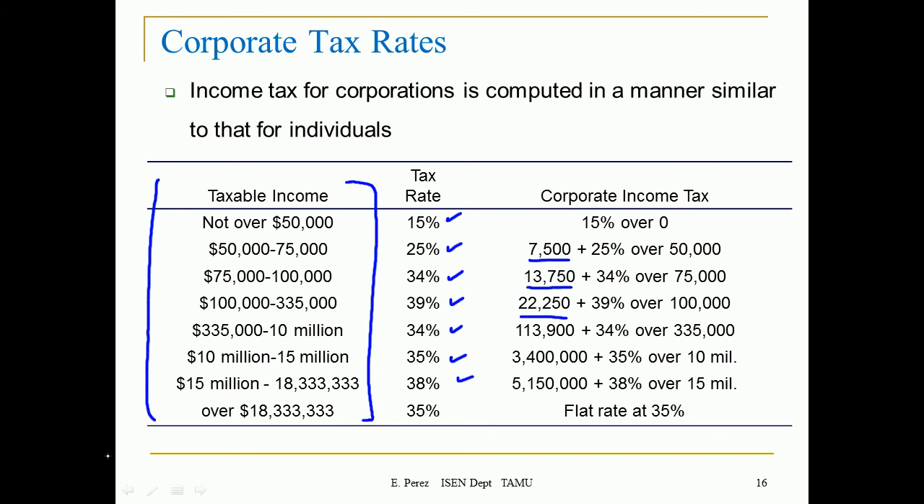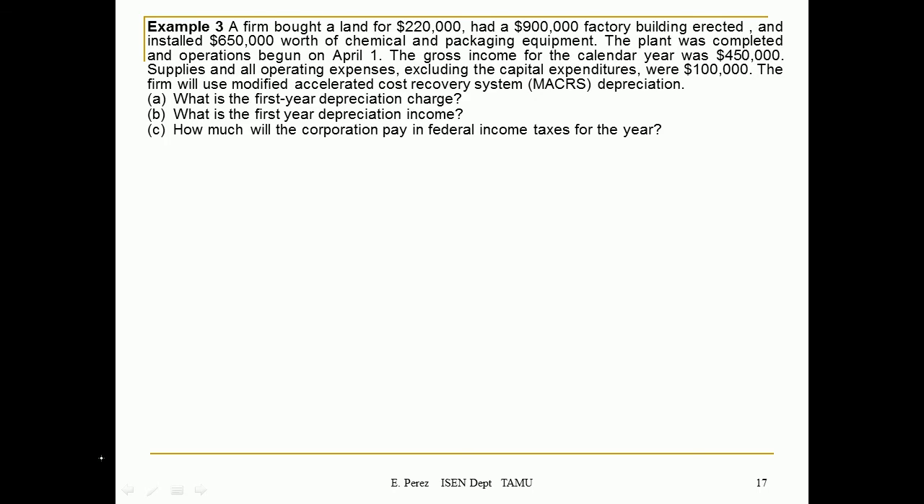So if the income of the company was between $50,000 and $75,000, your tax rate is 25%, but you're going to have to pay $7,500 plus the 25% over that $50,000. Okay. So let's use that information to work with this example.